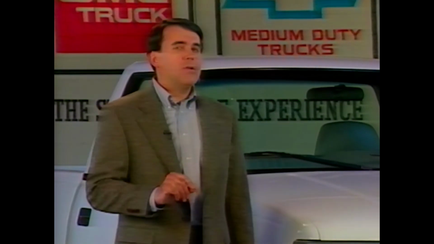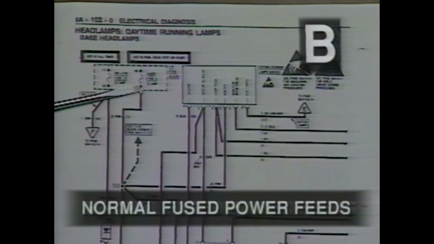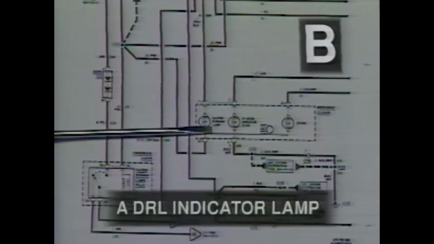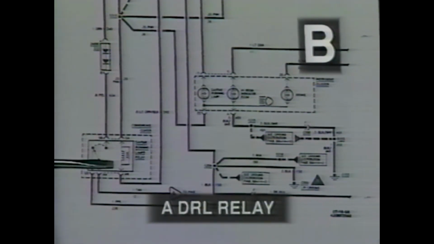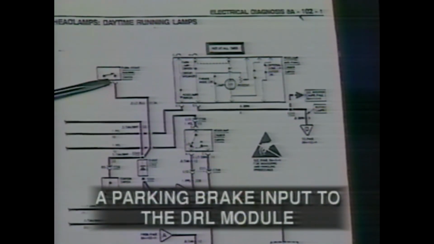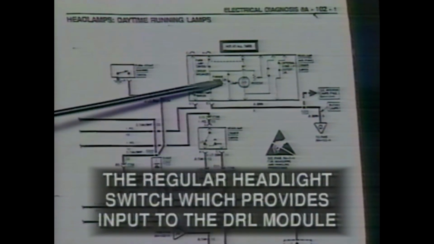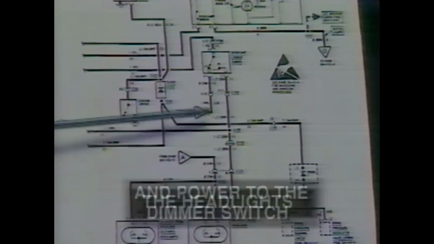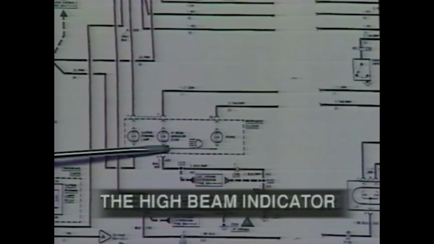But let's take a more detailed look at the 96 system. First, the components. There are the normal fused power feeds, a DRL module, a DRL indicator lamp, a pair of voltage-dropping diodes, a DRL relay, a parking brake input to the DRL module, the regular headlight switch, which provides input to the DRL module and power to the dimmer switch, the headlights, and finally the high beam indicator.